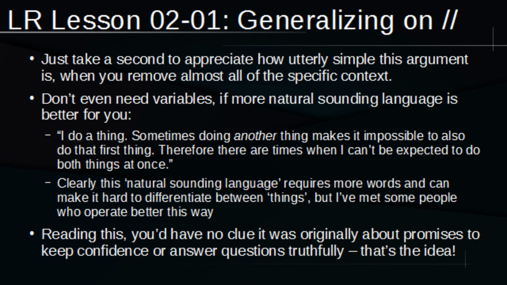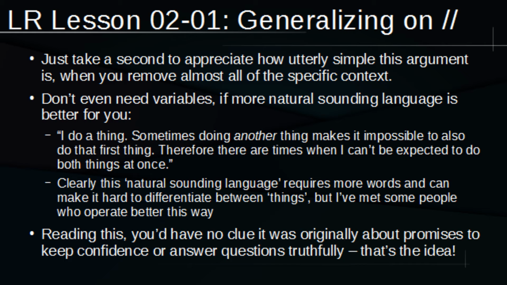I want to point out here, just take a second to appreciate how utterly simple this argument is when you remove almost all the specific context. So we have basically done that, right? And here's the thing. If the variables and the algebra sounding thing isn't your kind of thing, you don't even need variables. If more natural sounding language is better for you, it'll look something like this. I do a thing. Sometimes doing another thing makes it impossible to also do that first thing that I mentioned. Therefore, there are times when I can't be expected to do both things at once.